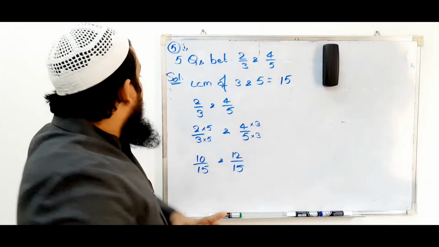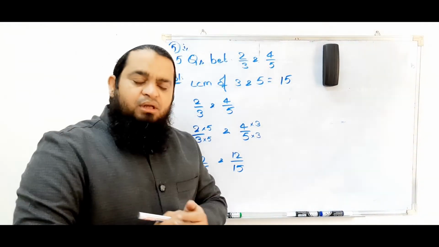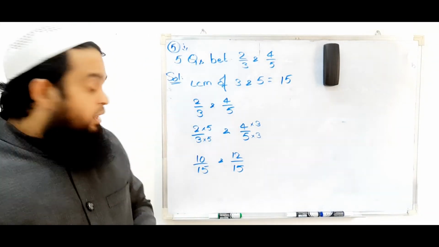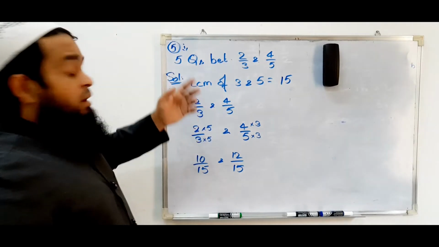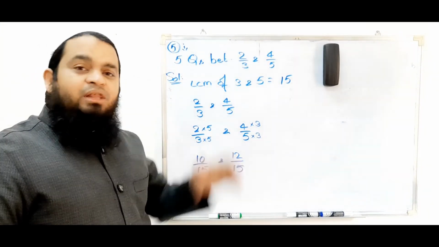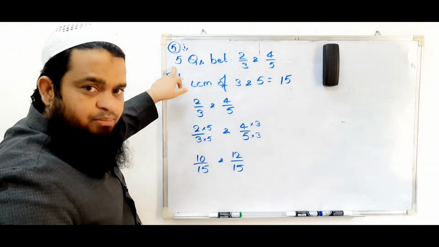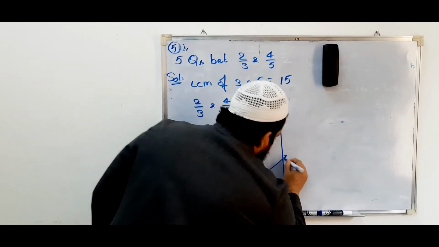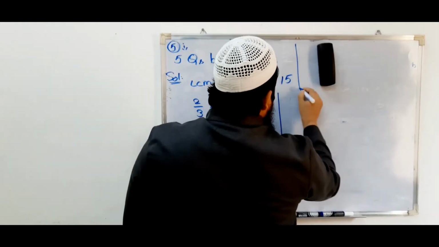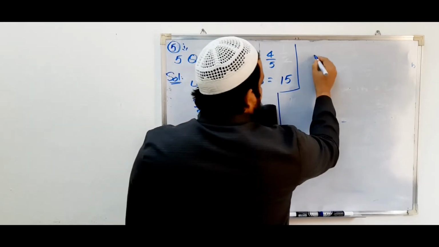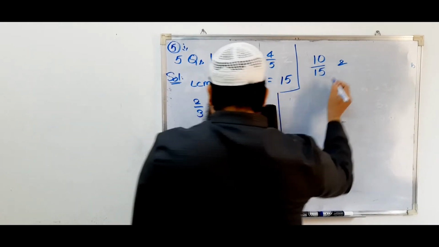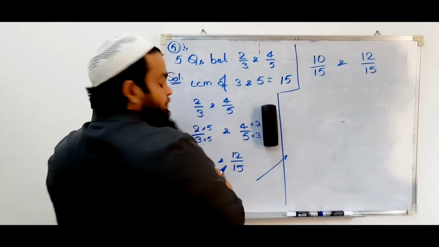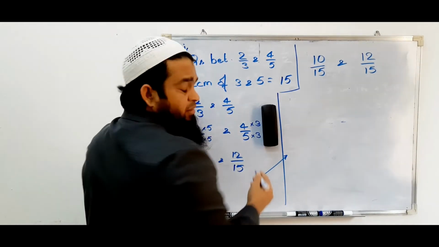How many do you need? 5 rational numbers. Do we have them? With 10 by 15 and 12 by 15, we have only one in between. So multiply with whatever number you want, but we have seen that we try to multiply with n plus 1. That means we need 5 rational numbers, so multiply with 5 plus 1, 6. So we got the rational numbers as 10 by 15 and 12 by 15. Already you have one rational number, so anyway take multiply with 5.